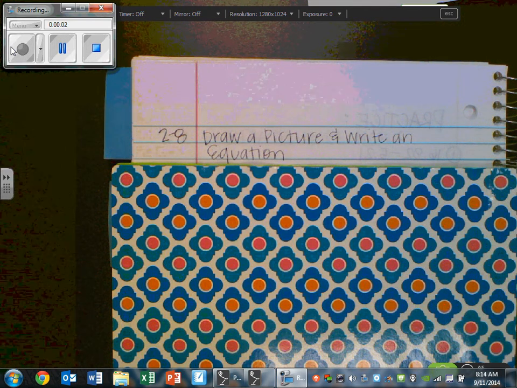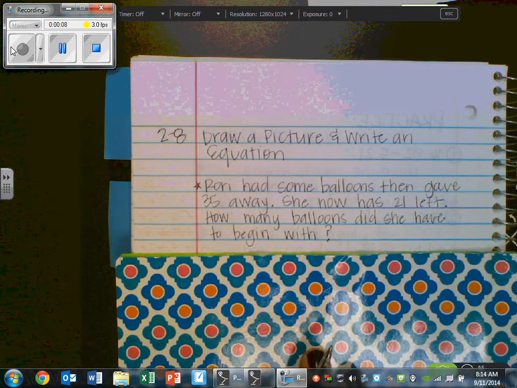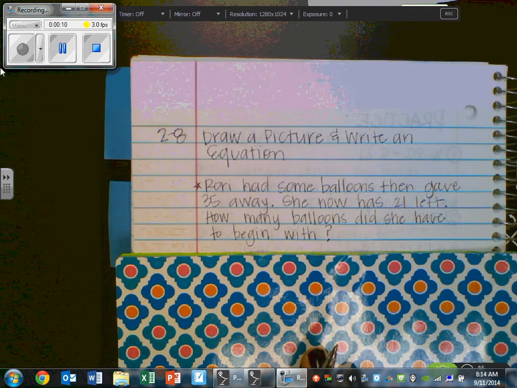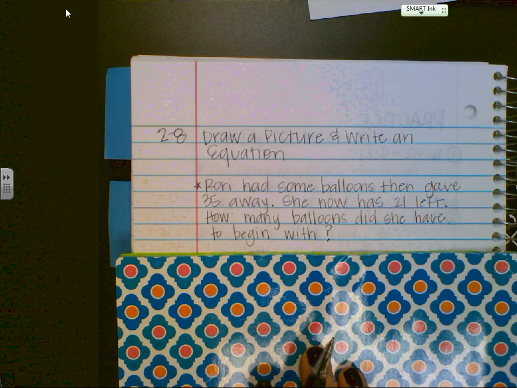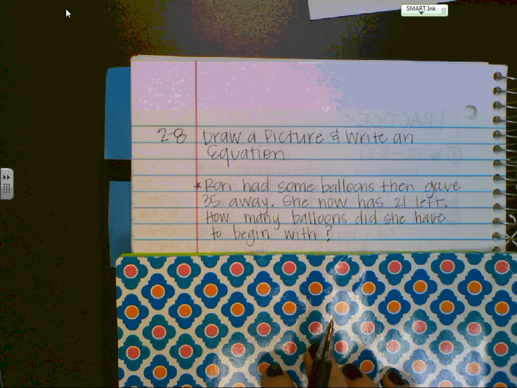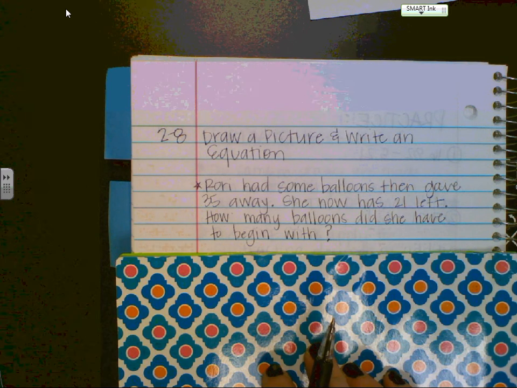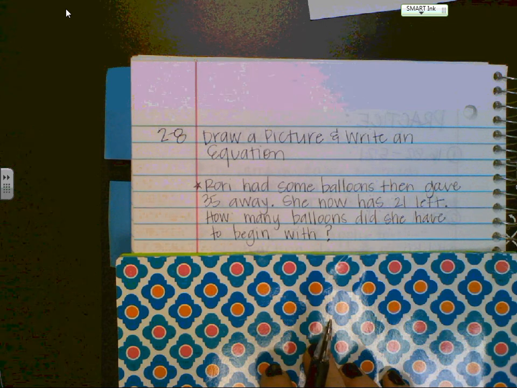Okay, tomorrow's lesson is all about drawing a picture and writing an equation. And so here's an example problem. Rory had some balloons, then gave 35 away. She now has 21 left. How many balloons did she have to begin with? Go ahead and pause it if you need to get that example problem written down.